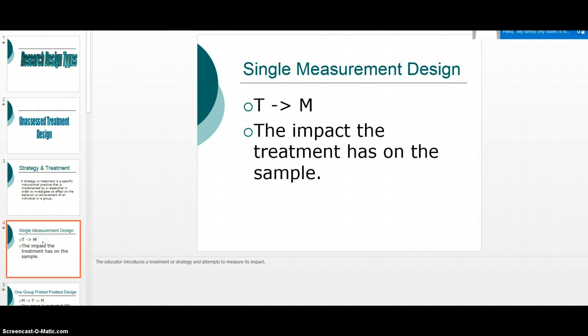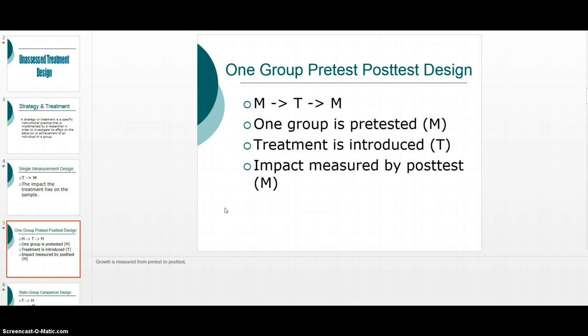So the first type of research design type that you might use is the single measurement design. Now, you'll see we'll be using some T's and some M's. T stands for strategy or treatment, and M stands for measurement or collecting data. So in this one, we're basically introducing a new strategy, and then we're collecting some data based on that strategy. And I encourage you, if this PowerPoint goes a little bit too fast for you, you can go back and replay it. And there are also notes at the bottom of each slide that might be helpful.